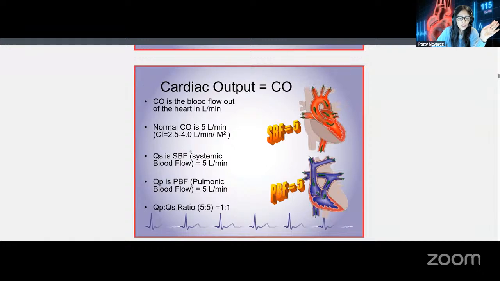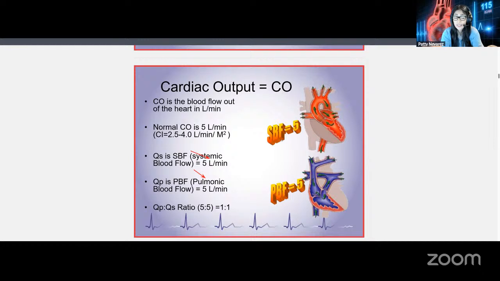We have two information here, systemic and pulmonic. The systemic blood is what goes outside of the heart, the whole system, and the pulmonic is what goes to the lungs and comes back. Okay, but let's just not get into that right now.